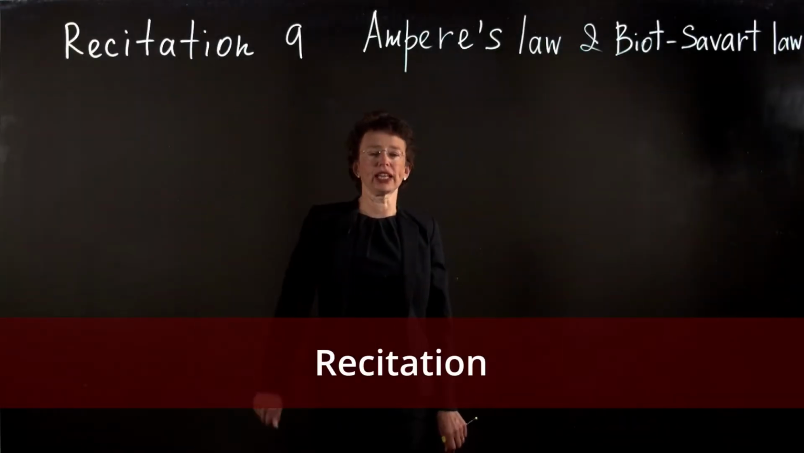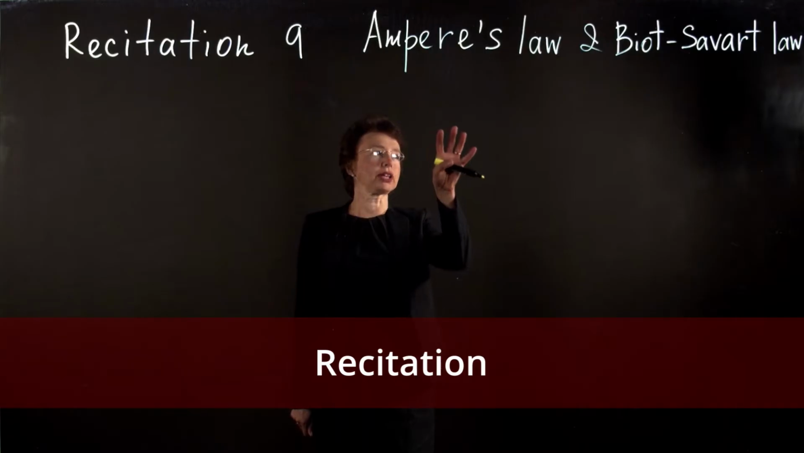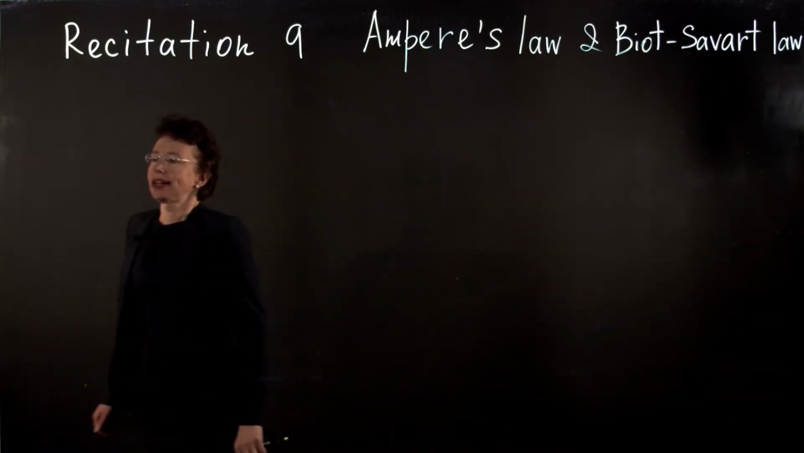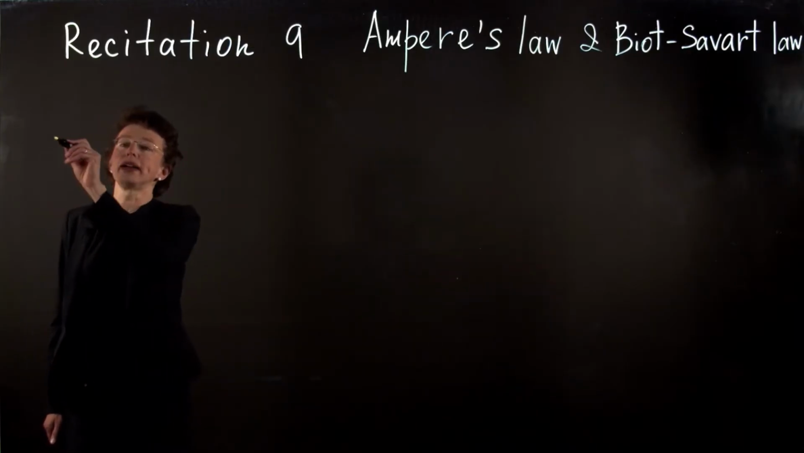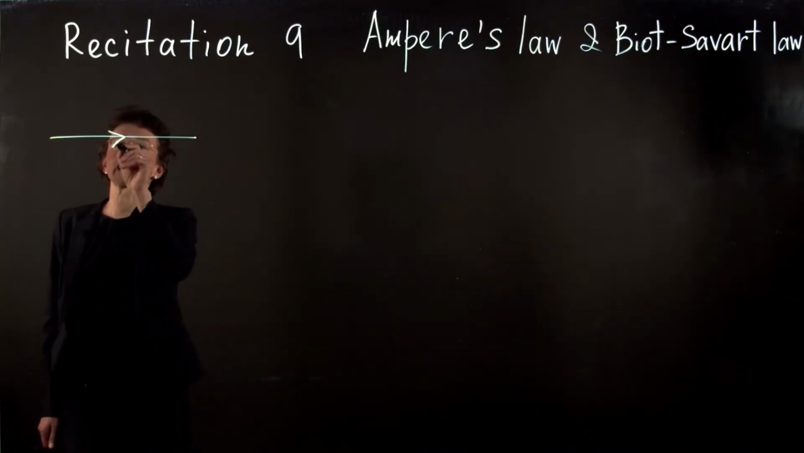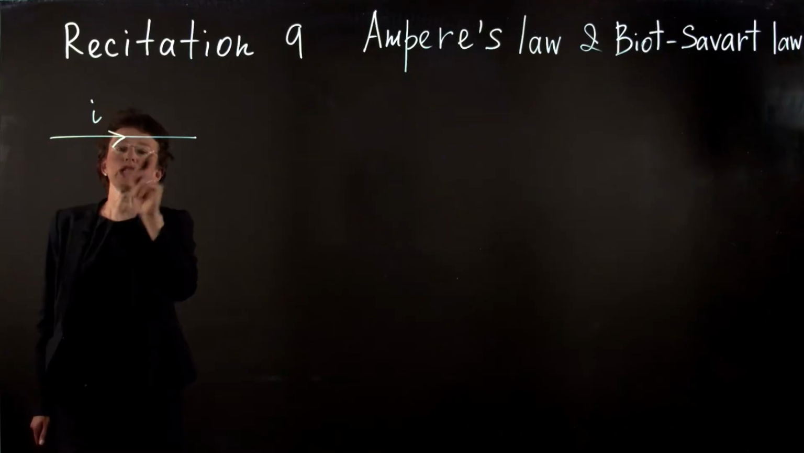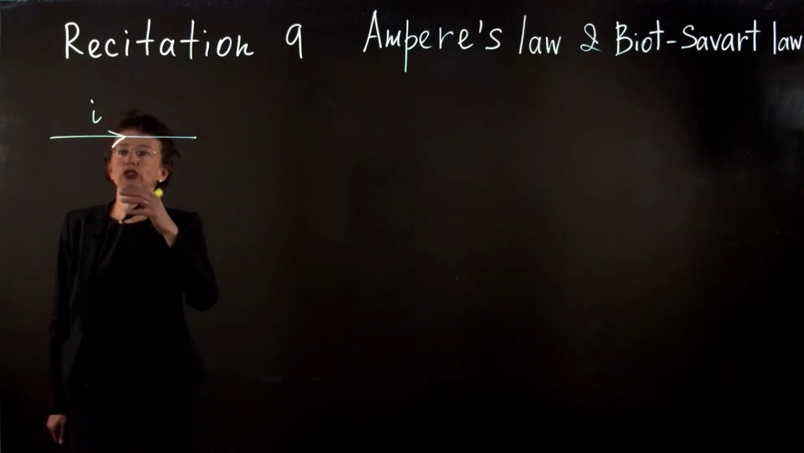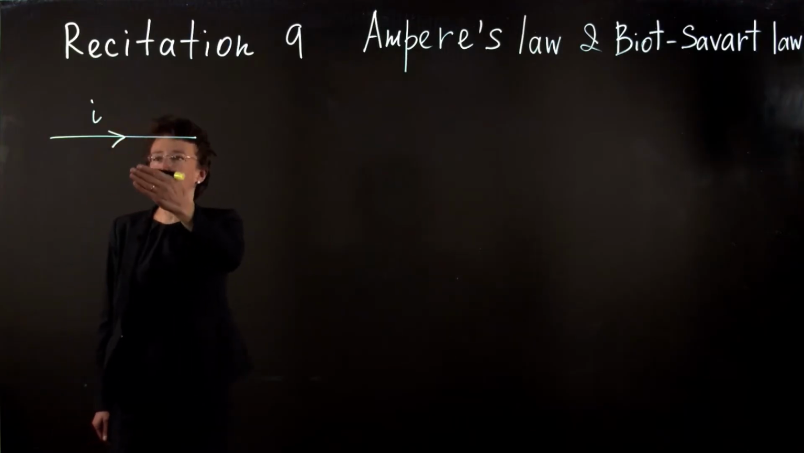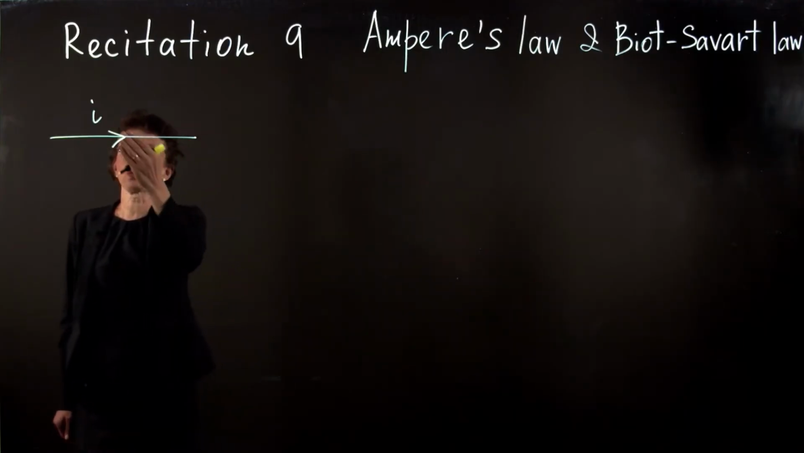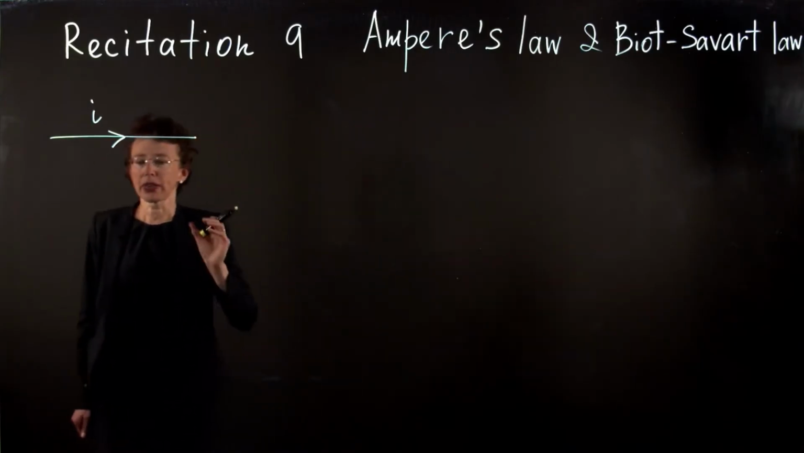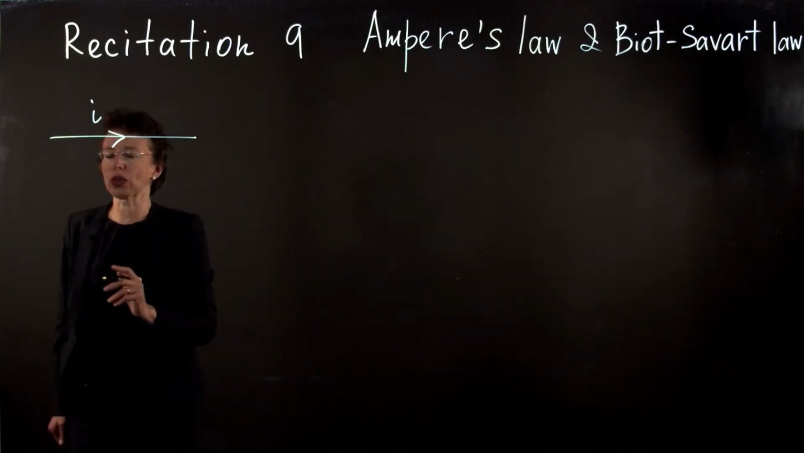This is Recitation 9, and today we will talk about Ampere's law and Biot-Savart law. If we have a wire with current I, this wire will create a magnetic field. How to calculate the magnetic field created by a wire with current I? We will have two laws that will tell us how to do that.